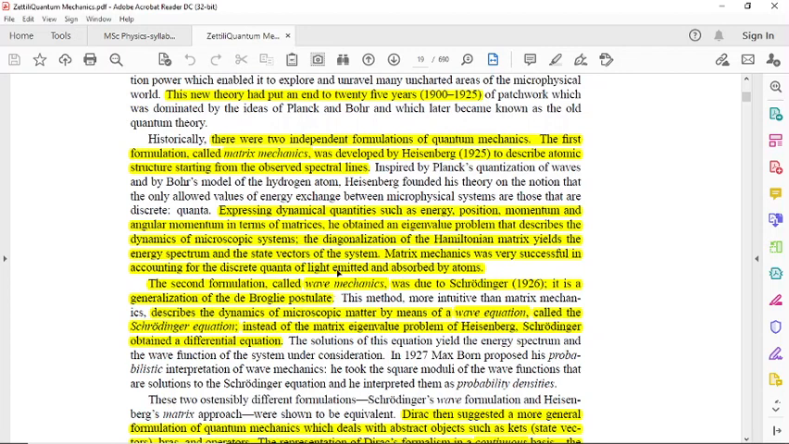You have already studied wave mechanics in lower classes, due to Schrodinger in 1926. It is a generalization of the de Broglie postulates, which describes the dynamics of microscopic matter by means of a wave equation called the Schrodinger equation. Instead of the matrix eigenvalue problem of Heisenberg, Schrodinger obtained a differential equation.